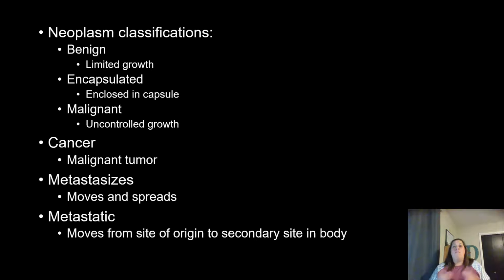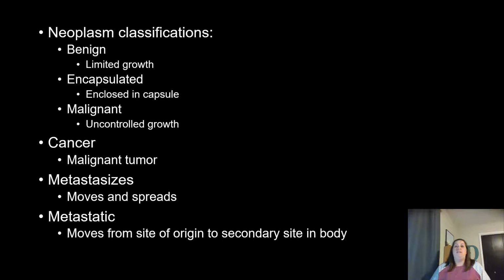However, the more of these cells that start dividing and losing control of their cell cycle, it could lead to a malignant type of growth. This is uncontrolled growth. If it is malignant and it's uncontrolled and it's no longer encapsulated, that's what we call cancer. Cancer is a malignant tumor. Malignant tumors, as they start to divide, they normally will metastasize. Metastasize means they move to a new area and they spread.